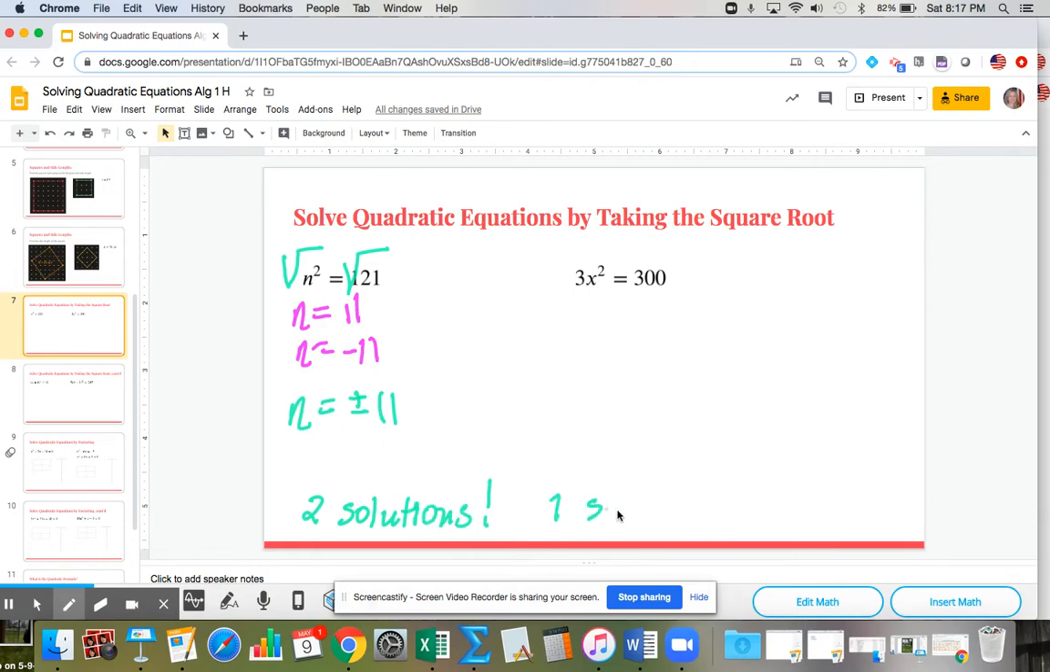Sometimes we'll have one solution, and other times there will be no real solutions. But right now, let's think of the case where there'll be two solutions, okay? So we're going to move over to this problem here. And we're saying 3 times some number squared is 300.